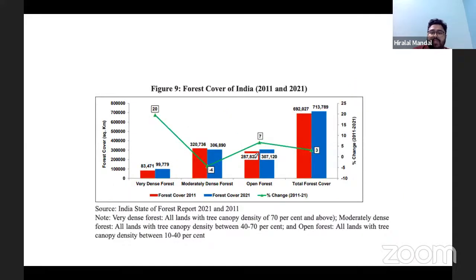Now, if you look at forest cover in India, there are different kinds of forest cover. As I told you, forest cover and forest area are not the same thing. When I say forest area, it is land notified as forest, whereas forest cover depends on the tree canopy. If the tree canopy density is more than 70%, then it is regarded as a very dense forest.